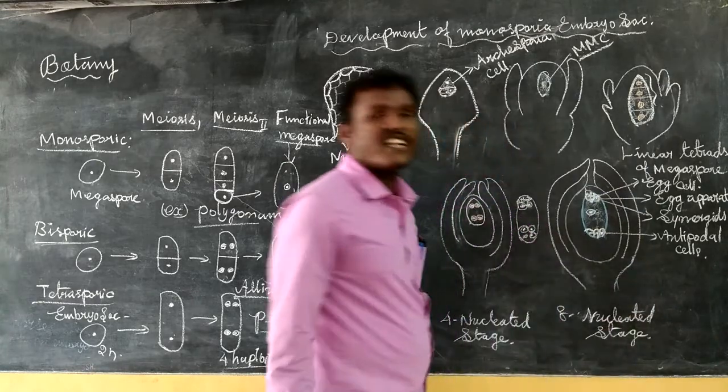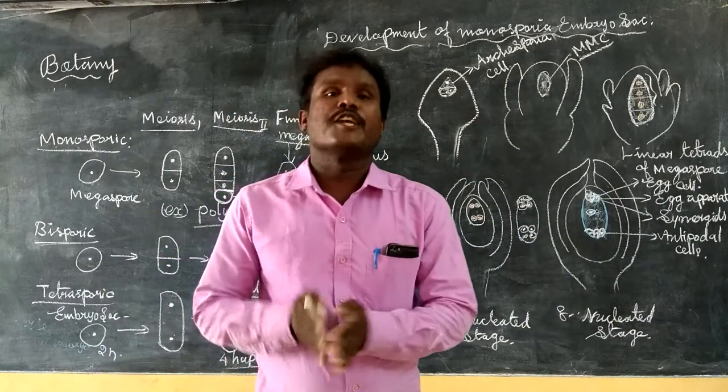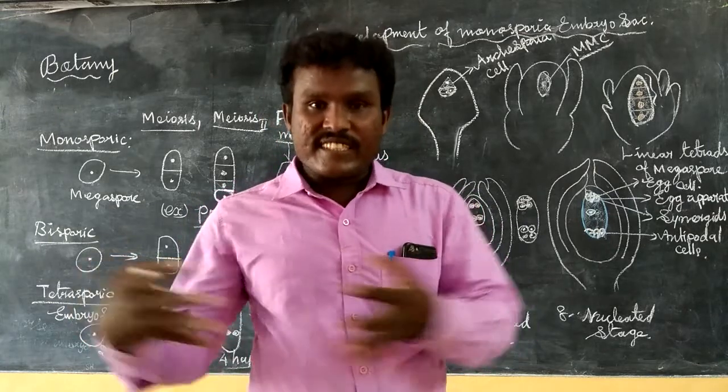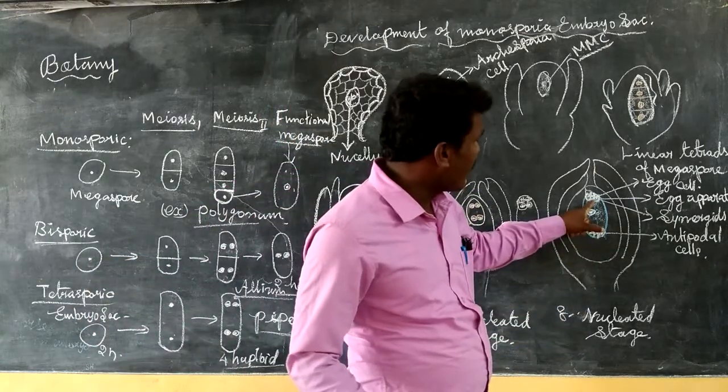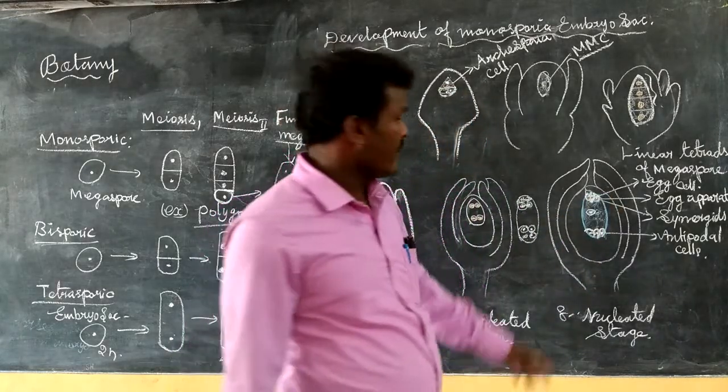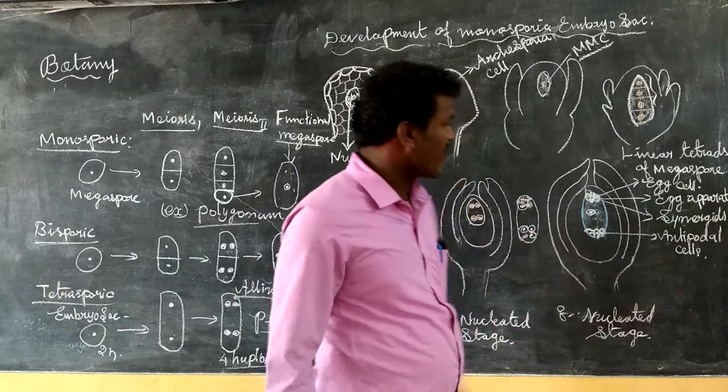What is the function of synergid cells? They secrete chemotropic substances. Those chemotropic substances direct the pollen tube towards the embryo sac. That is the function of the synergid cells.